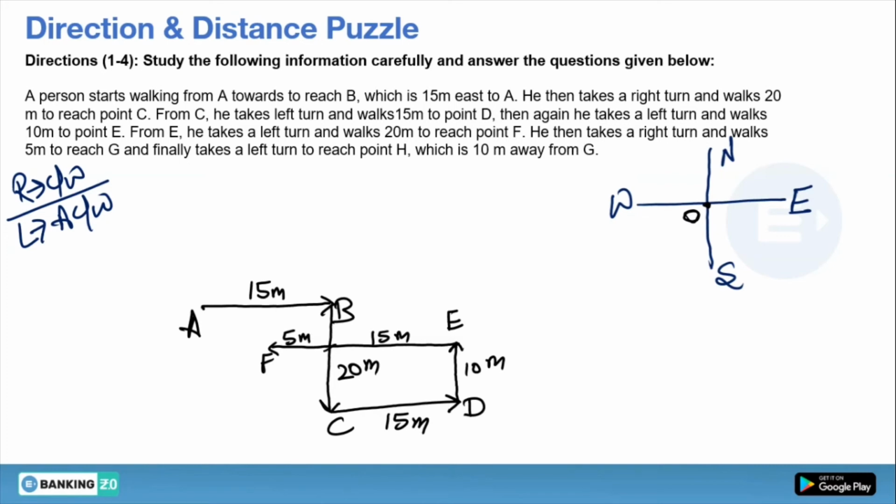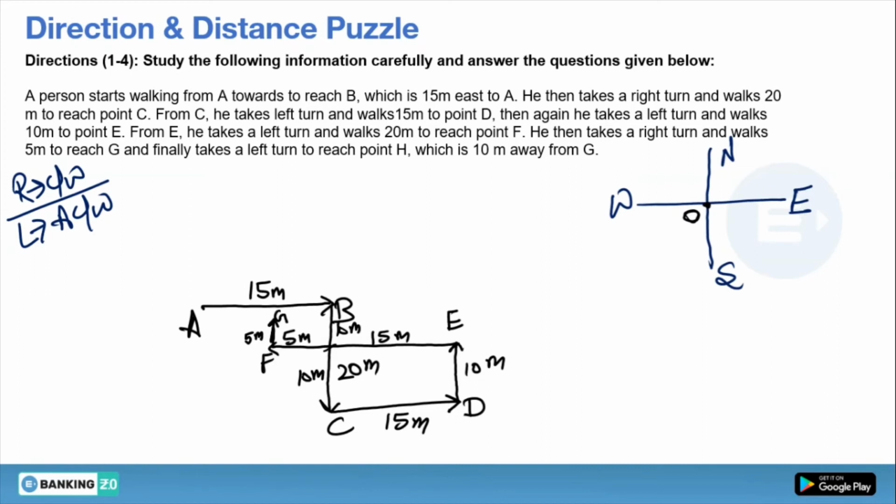He then takes a right turn and walks 5 meter to reach G. So from F he is taking a right turn. Right means clockwise, and moving 5 meter. We know that we have covered 10 meter over here, and the distance between B and this point will be 10 meter. So from F it will be half of the distance between B and this point. So it will move clockwise and this will be 5 meter. So G will come over here.